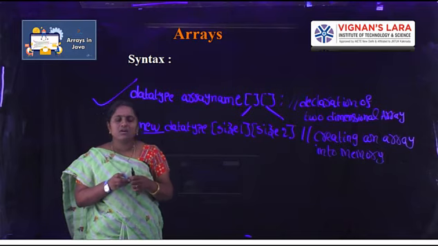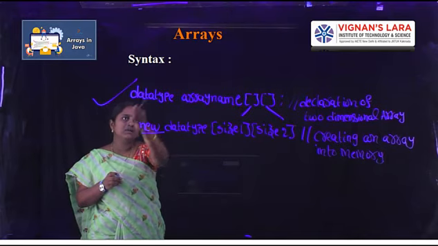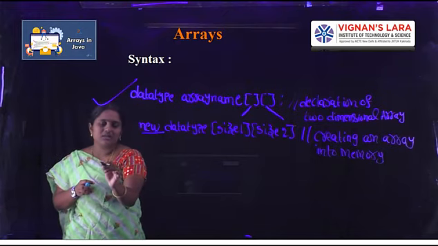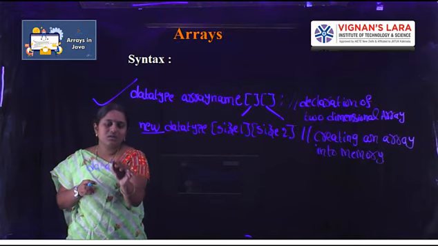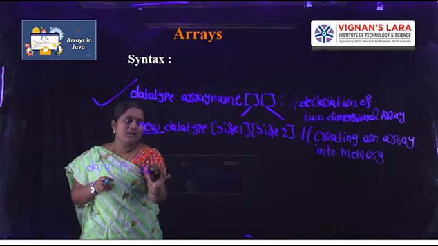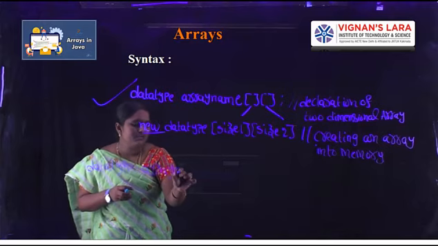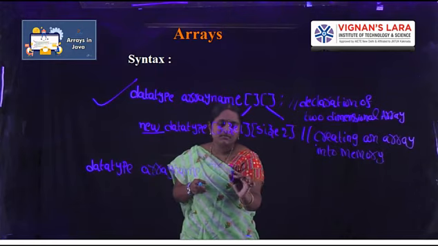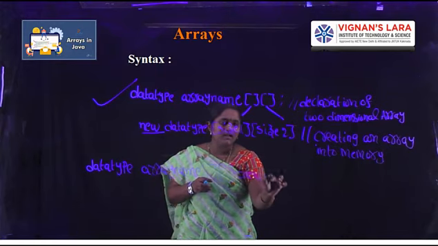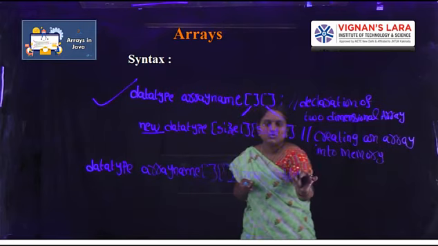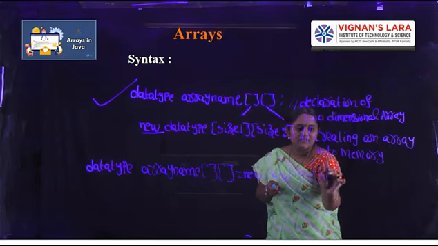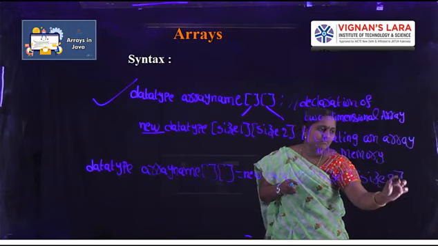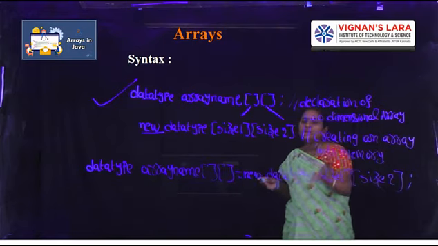We can also combine these two steps in one statement. What is the statement? Data type, array name, two square brackets, equal to new data type, size 1 and size 2. It is also a valid statement for creating an array.